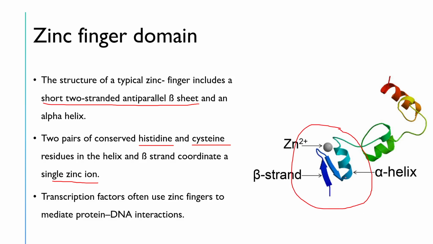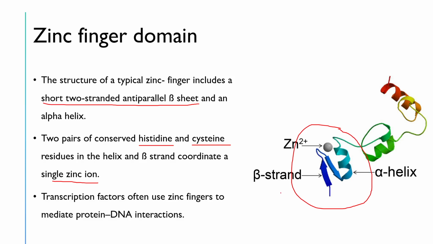Transcription factors often use zinc fingers to mediate protein-DNA interaction. So one zinc finger domain contains two anti-parallel beta strands, one alpha helix and one zinc ion.